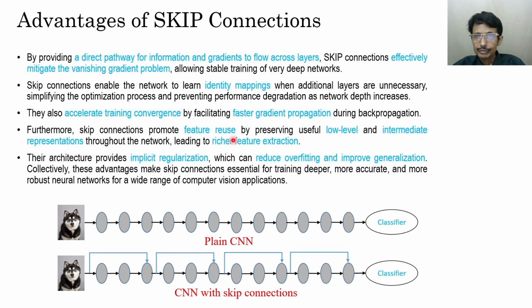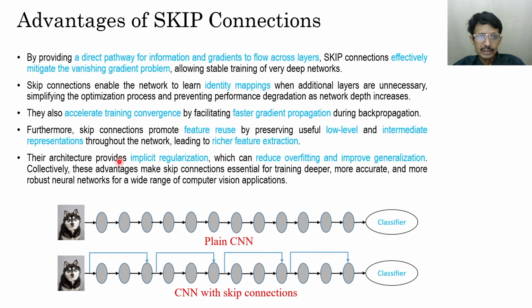That kind of reusability is being done due to this skip connection. So skip connections promote feature reuse by preserving useful low-level and intermediate representations throughout the network, leading to richer feature extraction. So you can say that this low-level information is also propagating. These are high level, but this is low-level information. So it makes the feature extraction much richer, much more robust.